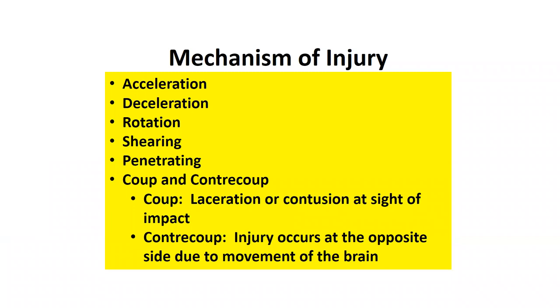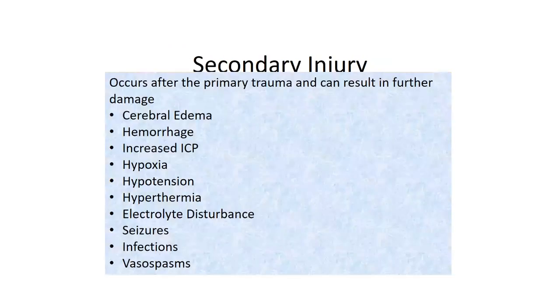Then, as PMR people, at least everybody should know the different types and the different mechanisms of injury. As you know, I think it is very clear to all of you, in a road traffic accident or any accident, there is acceleration, deceleration, rotation or shearing movement, or coup and contrecoup injury, laceration or contusion. In the contrecoup injury, the injury occurs at the opposite side due to movement of the brain. So these are the mechanisms of the injury.